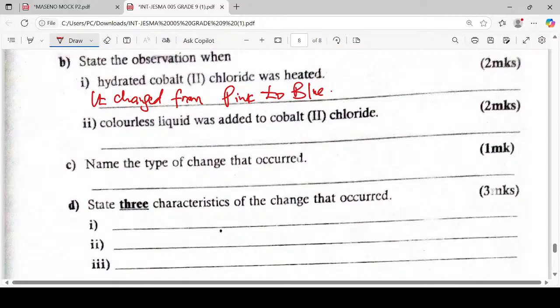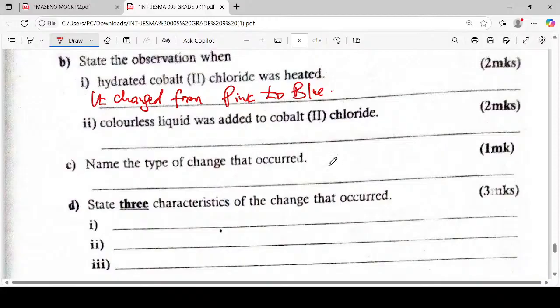Roman 2, the colorless liquid was added to the cobalt 2 chloride. What happened? On adding the colorless liquid, we expect it now to change from, okay, let me see this question, how it is structured.